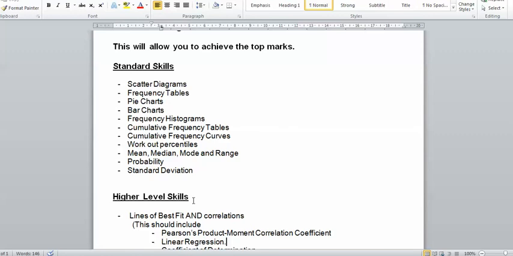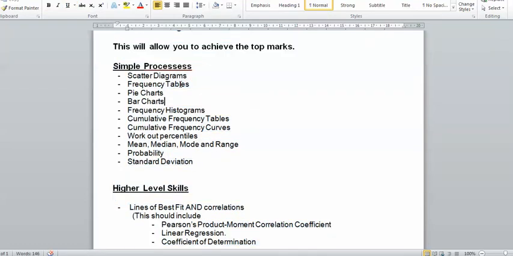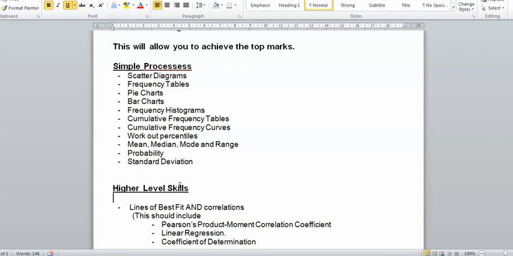Now, let me just show you this PDF that I will put at the bottom of the page in the document section. Talks about the standard skills. Sorry, this should be changed to simple processes. So let me delete that. I'll save that now. So things like scatter diagrams, frequency tables, standard deviation, simple processes. Oops. These are further processes here.